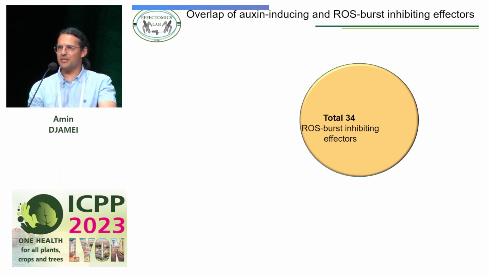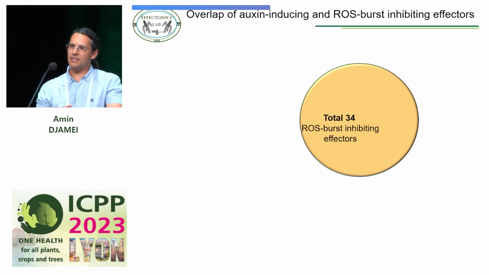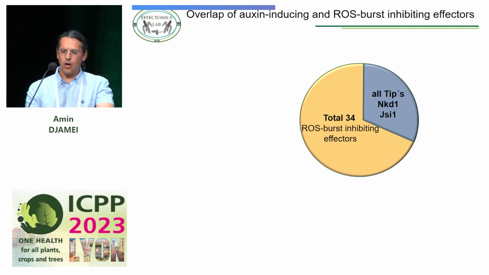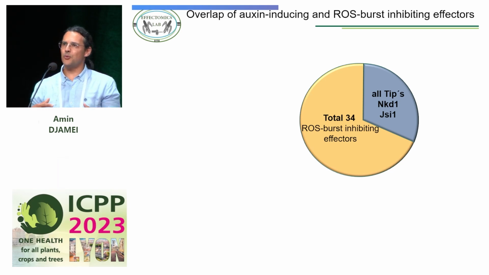But what was also astonishing, when we took all the auxin signaling inducing effectors which are binding to TOPLESS, and we did a screen against all 300, we found in total 10 of them, and we saw that all of them are within this group of 34 effectors suppressing rust burst. And that gave us a new hint that in plants, obviously, TOPLESS has somehow a role with rust burst.